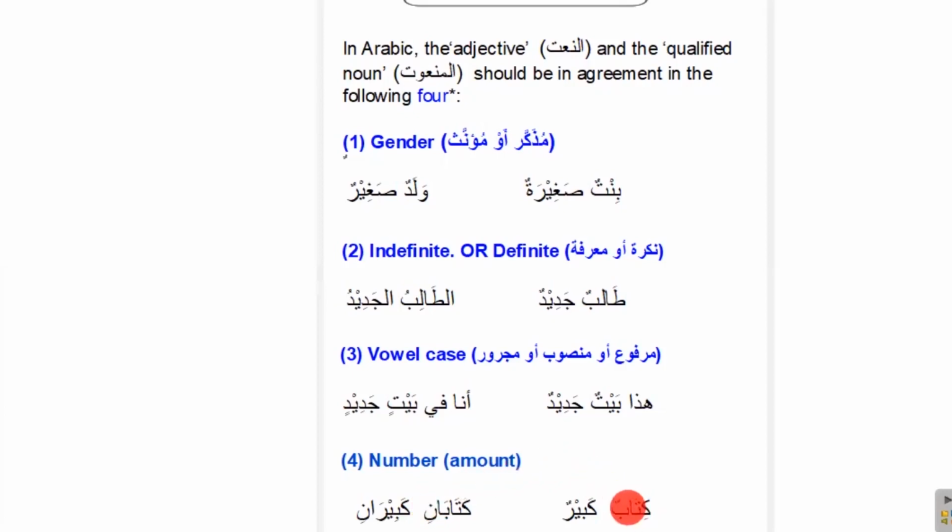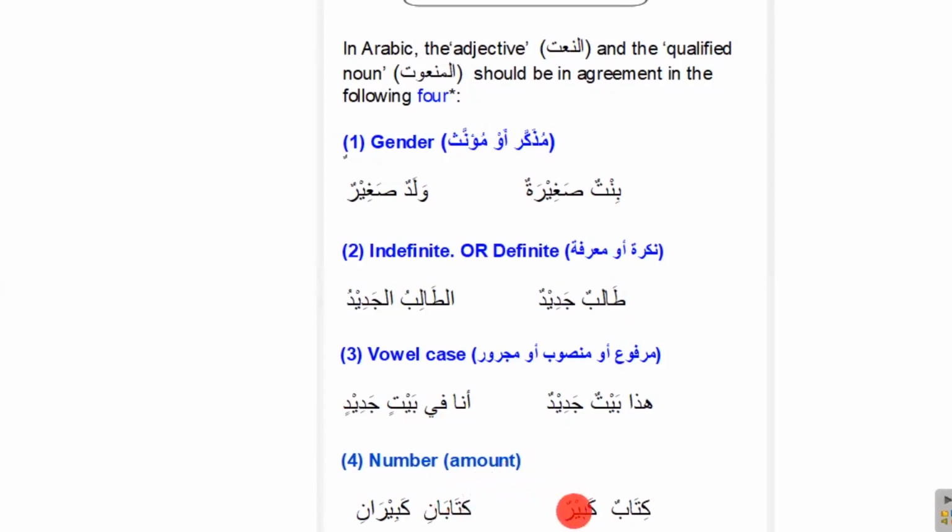So if you are talking about two books, you won't put the word two, like in English where we say two books. You simply add alif wa nun, kitabani, and it will mean two books. You don't have to add the number two. So kitabun and kitabani are different in terms of number. Here we are talking about one book, and here two books.